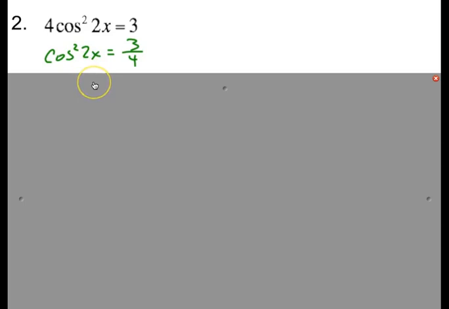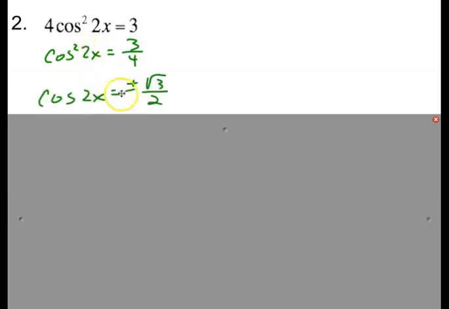So the first thing I'm going to do is, this is squared, so I'm going to take the square root. I'm going to start undoing it like it's an onion, I guess. So I'm going to take the square root of both sides, and so the cosine of 2x is equal to plus or minus the square root of 3 over 2, because I went ahead and simplified the denominator. And then I will take the inverse cosine.